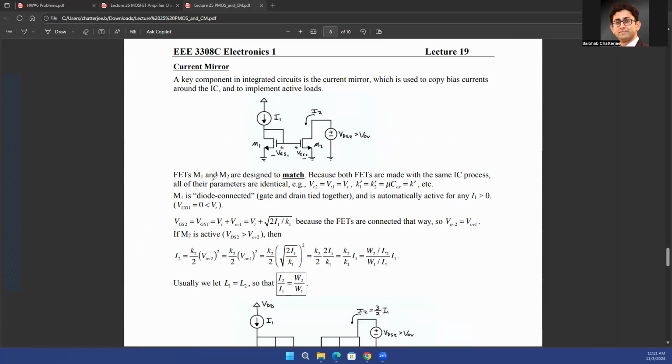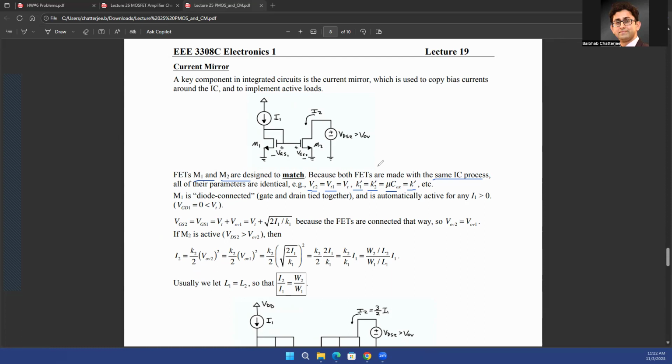So the assumption here is that M1 and M2 are matching transistors. That means they're designed in the same IC process and their parameters are identical. Let's say that the threshold voltages are identical, VT1 equal to VT2 equal to VT, and K1 prime equal to K2 prime, that is equal to mu times COX equal to K prime. Let's just assume that those are equal. The K primes, the process transconductance, are equal, and also the threshold voltages are equal. Although that might not happen in a real scenario.